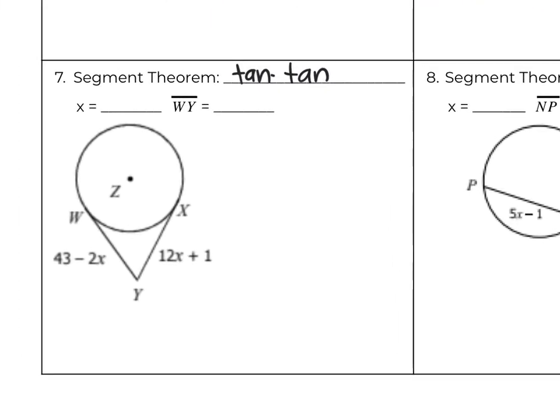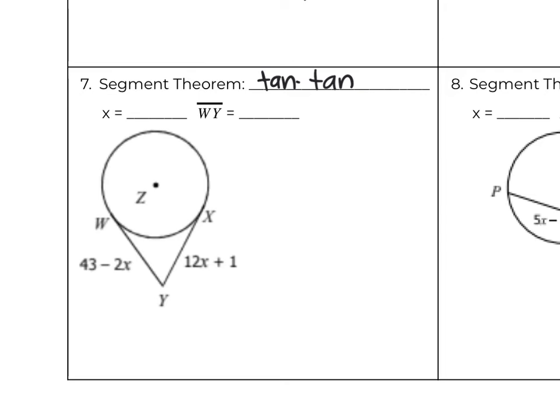Okay. Tangent, tangent. All right, if I plug that in, Alexis, what would our equation be? 23 minus 2x equals 12x plus 1. If someone wrote the 12x plus 1 first and flipped it, is that okay? Yes. Okay, I would probably start with adding the 2x just to keep your x positive.